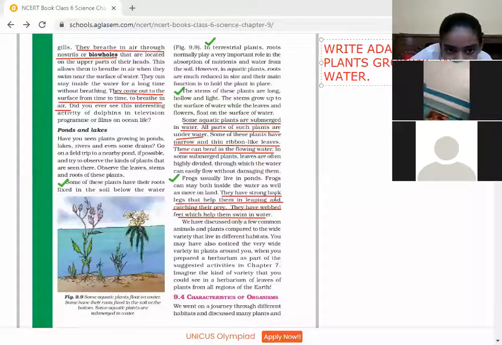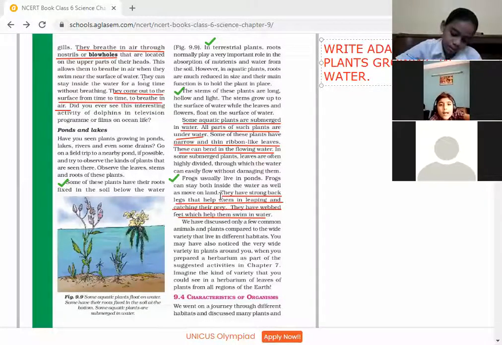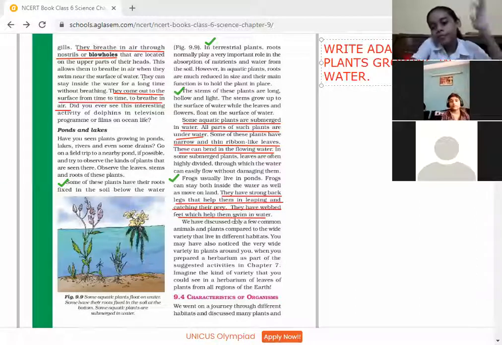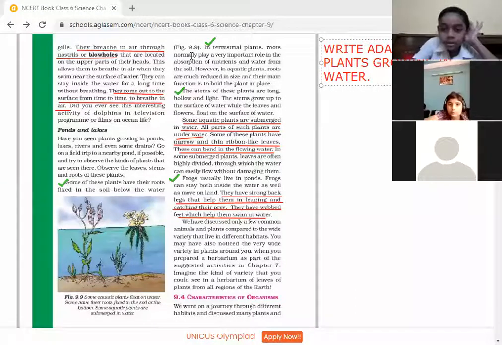And this whole paragraph is about frog. Frogs are known as amphibians. Amphibian means they both live on land and water. Frog is the animal which lives on land and water. Is it clear? So till here, your adaptations are over.